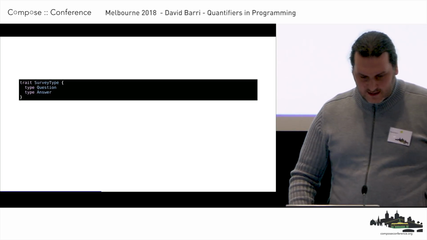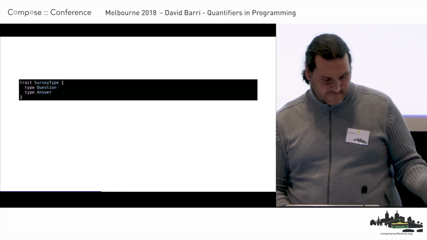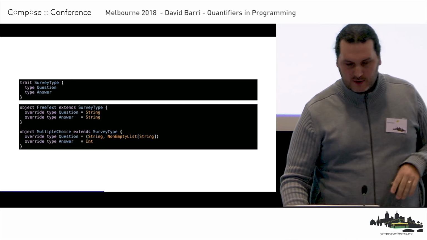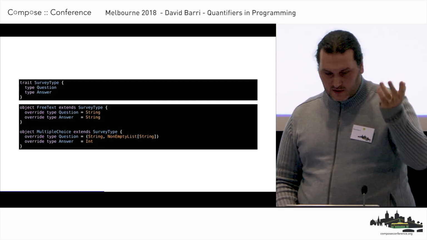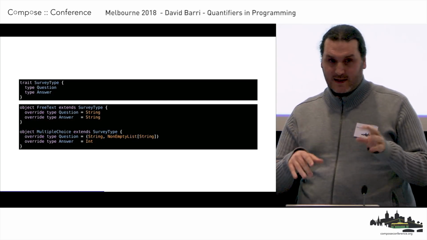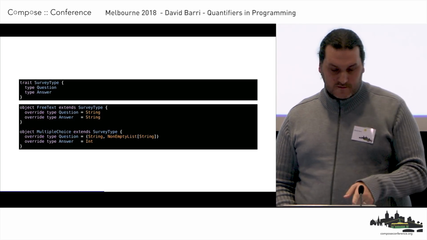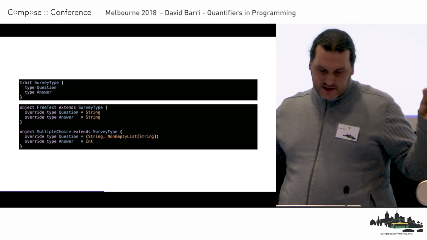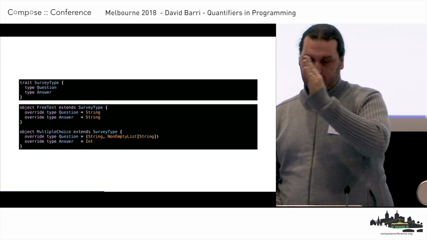In this case, though, we'll create a survey type, and we'll give it two types. We'll say question and answer. And then we'll provide some implementations of this. So we'll have free text, in which case you can just ask the user anything you want. The question is going to be a string. When they type in their response, that's going to be a string as well. We'll define another type called multiple choice. And here you can ask them a free text question and then have a bunch of options. And the answer is going to be the index of the chosen option.